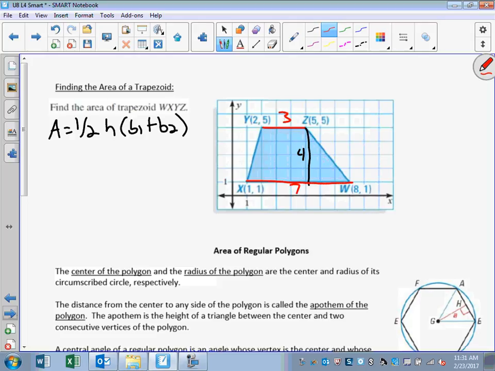Now we can just plug everything in. So we have A equals 1/2, height is 4, B1 plus B2, 7 plus 10. 7 plus 3 would be 10. So the area is going to be 20.